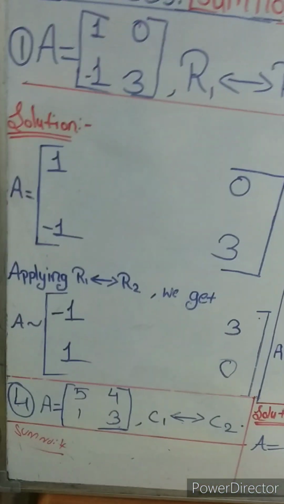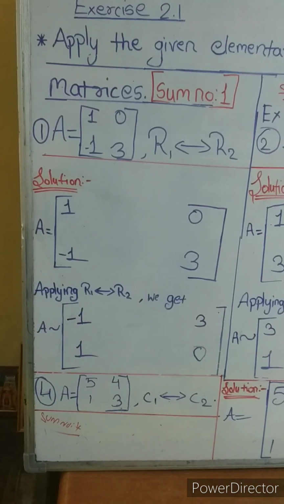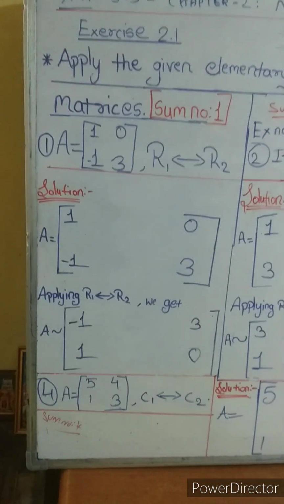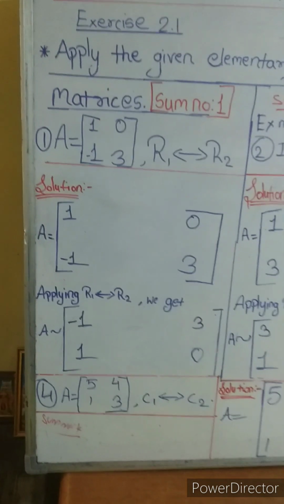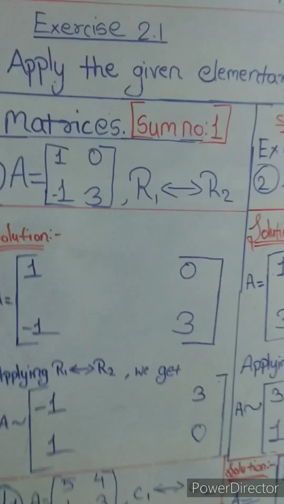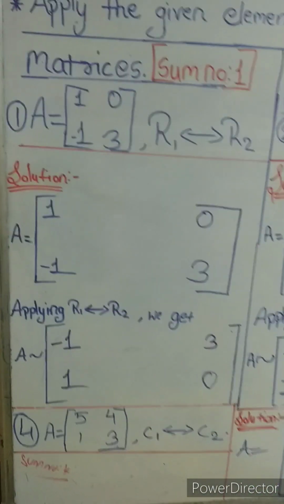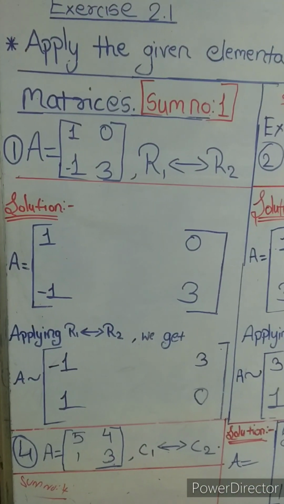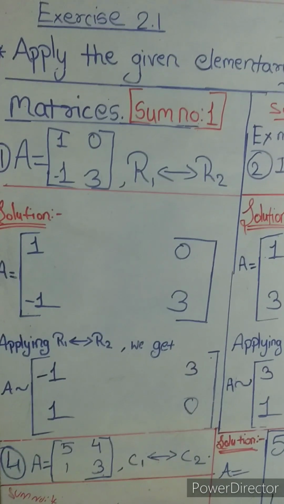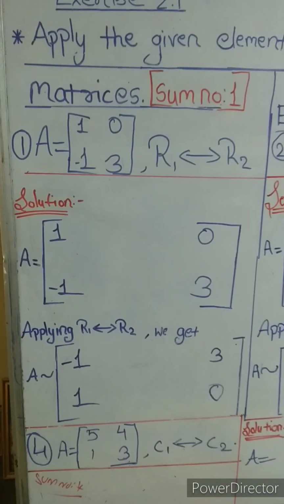Next, the same I have written on the board also. The sum A equal to [1, 0; -1, 3]. Applying R1 elementary transformation R2, we get minus 1. It means we have to rotate like that based on the chart. Applying R1 to R2, we get [-1, 3; 1, 0].